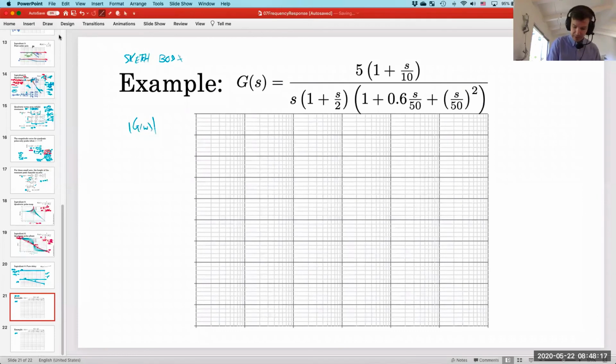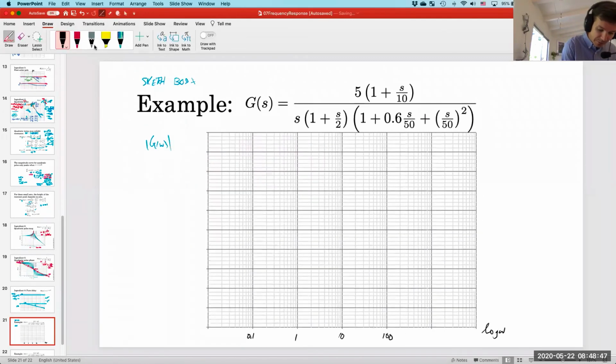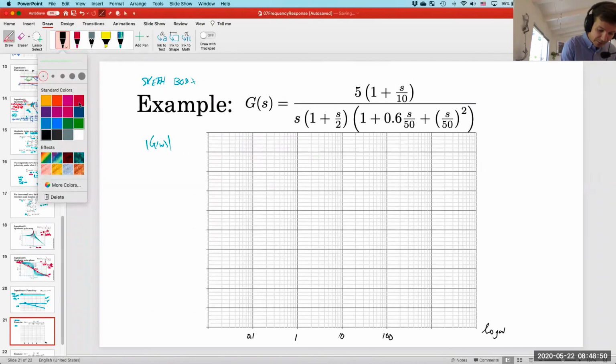Where are the relevant frequencies? We've got something at 10 radians per second, something at 2 radians per second, and something at 50 radians per second. So I think if we do 0.1, 1, 10, and 100, that should give us a good range. This is the log omega axis. Let's do them piece by piece. We'll do the piecewise guys in green.